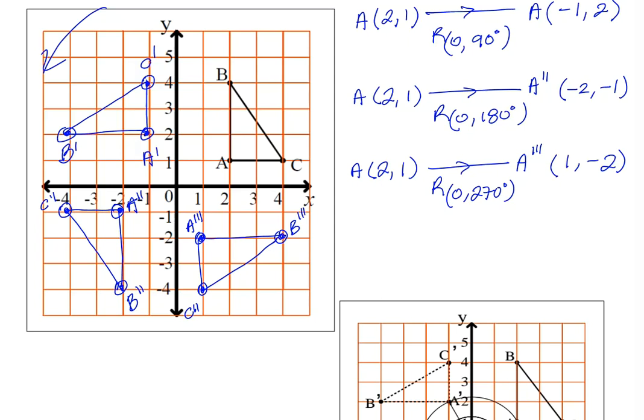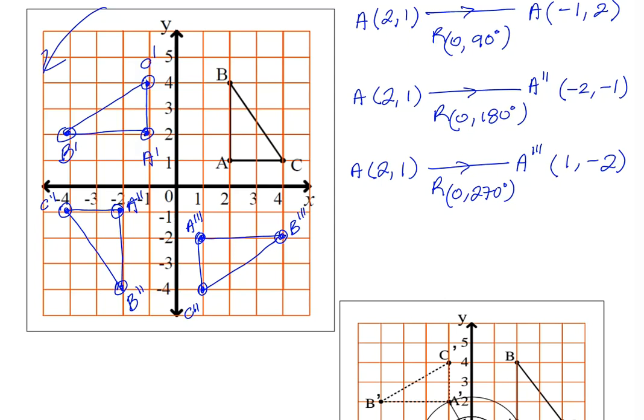So for a 90-degree and a 270-degree rotation about the origin, the x and y coordinates interchange. For a 90-degree rotation, the sign of the x coordinate changes. For the 270-degree rotation, the sign of the y coordinate changes. In a 180-degree rotation, the coordinates remain in the same place, but their signs change.